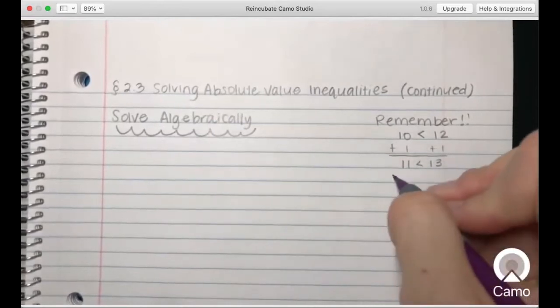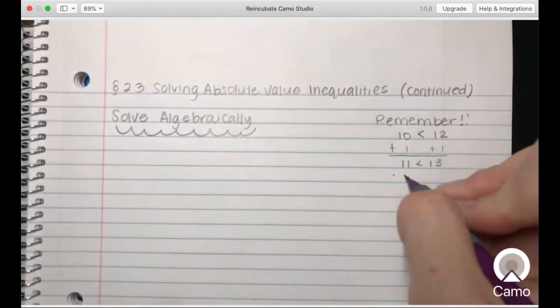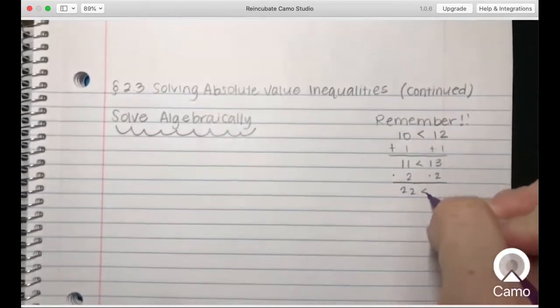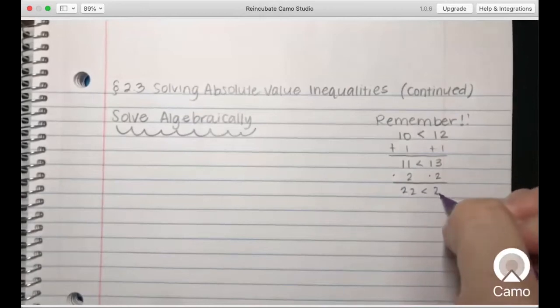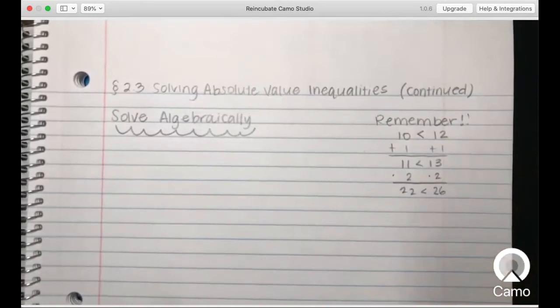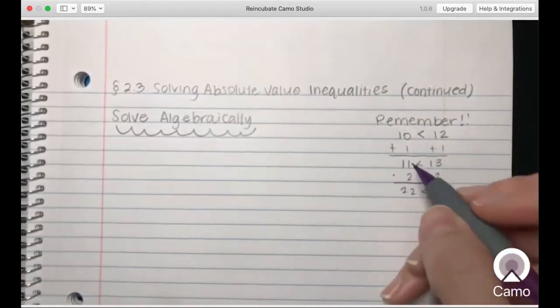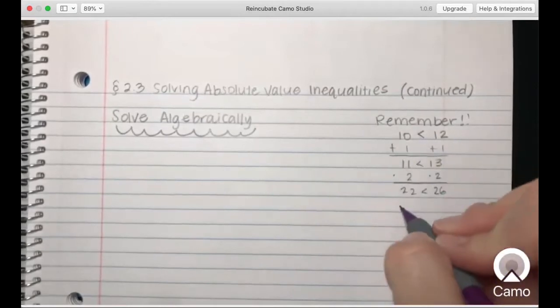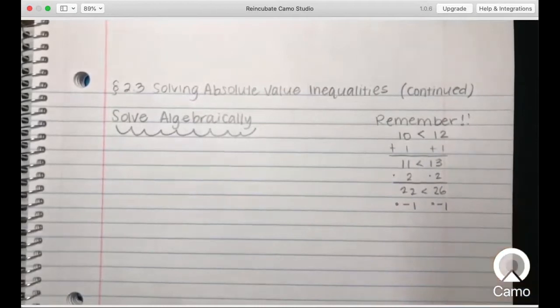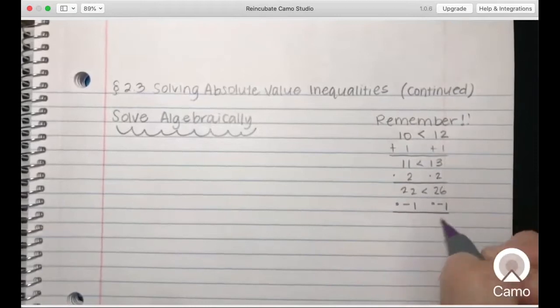And then if we multiply by something, it will also not change our inequality. So that's 26. So 22 would still be less than 26. But what happens if we multiply by something that has a negative number attached to it? So what if we multiply both sides by a negative 1? What happens to our inequality? We get negative 22 and we get negative 26.